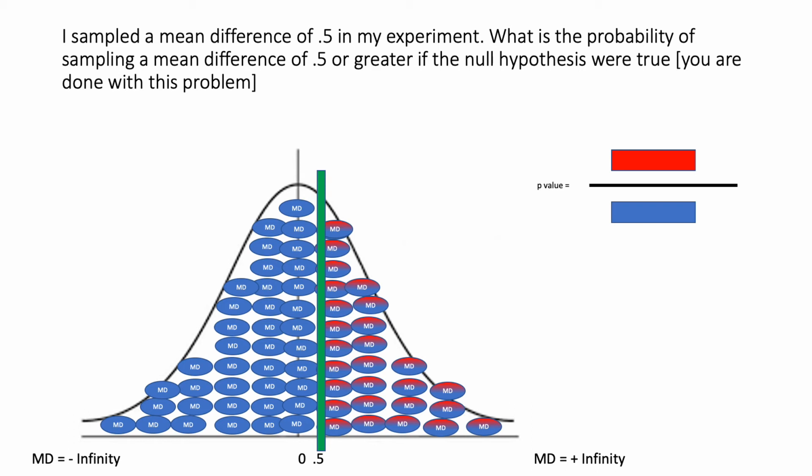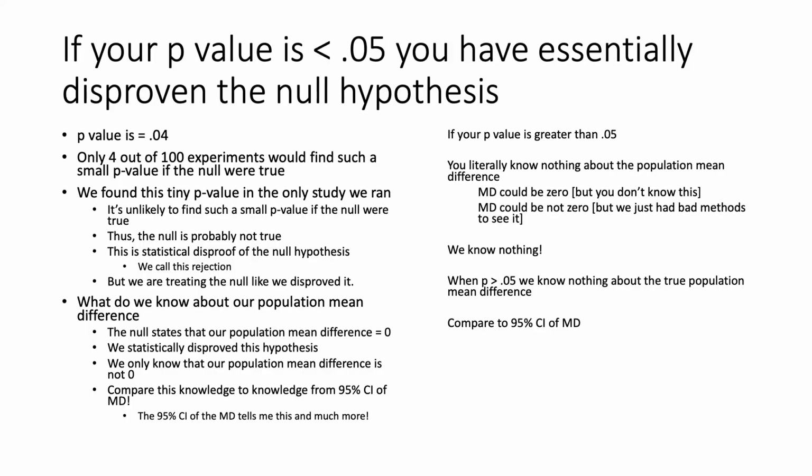So let's talk about interpretations of p-values. Essentially, if your p-value is less than 0.05, you have disproven the null hypothesis statistically. I'm just going to do an example that's unrelated to the previous example. Our previous example was 0.4. You're going to see we know nothing in the second column of this specific slide. But let's say our p-value is 0.04. What do we know? We know that if the null hypothesis were true, only 4 out of every 100 experiments would find such a small p-value. That's what we know. And p-values come from mean differences, so such an extreme mean difference, right? We know that. That's very, very unlikely.